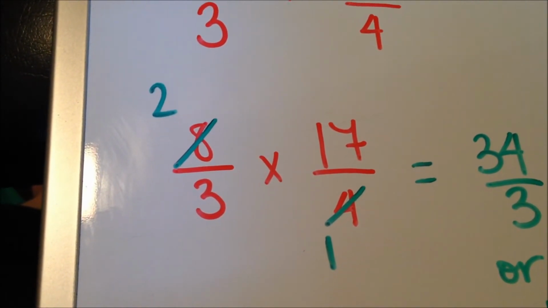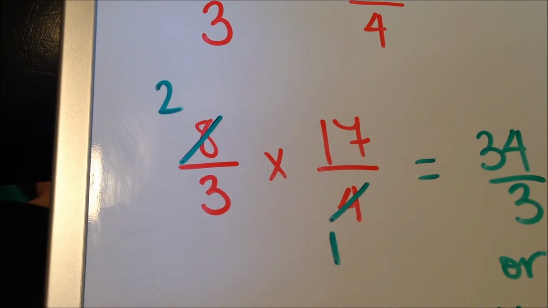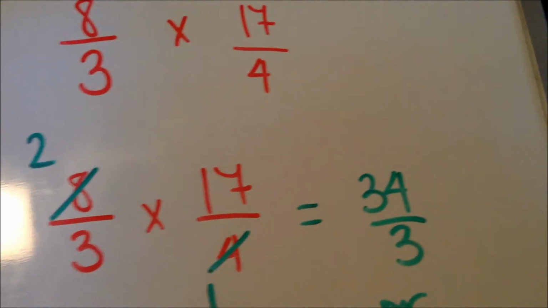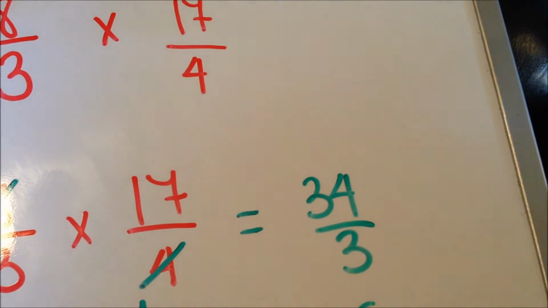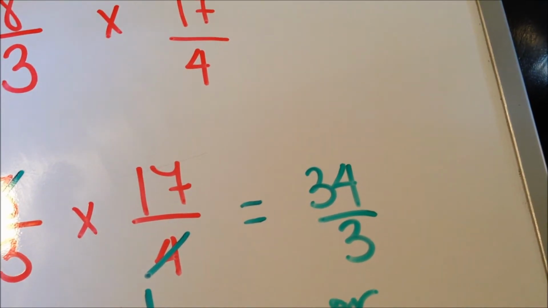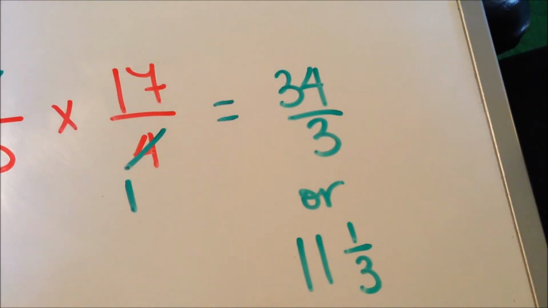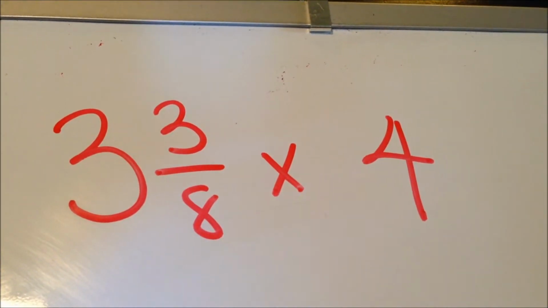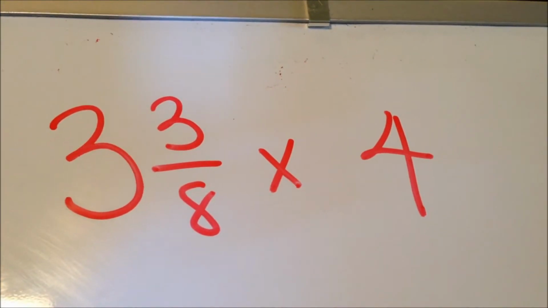So our final answer is 2 times 17, which is 34 over 3 times 1, which is 3. So 34/3, or if you would like to, you can convert back into a mixed number, which would give you 11 and 1/3. Let's try an example involving a mixed number with a whole number.